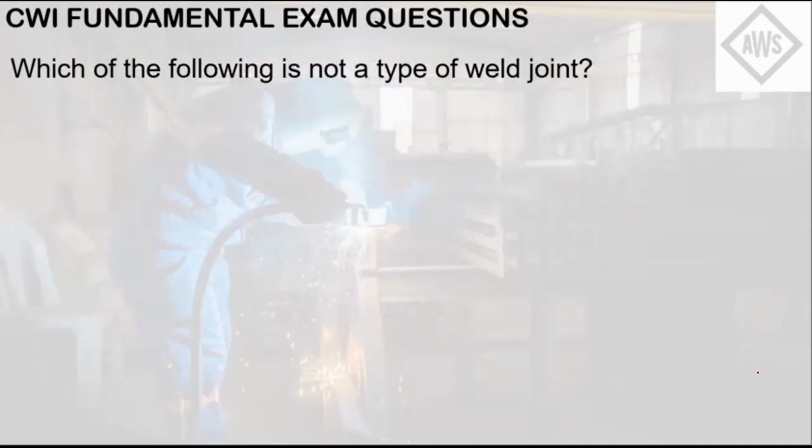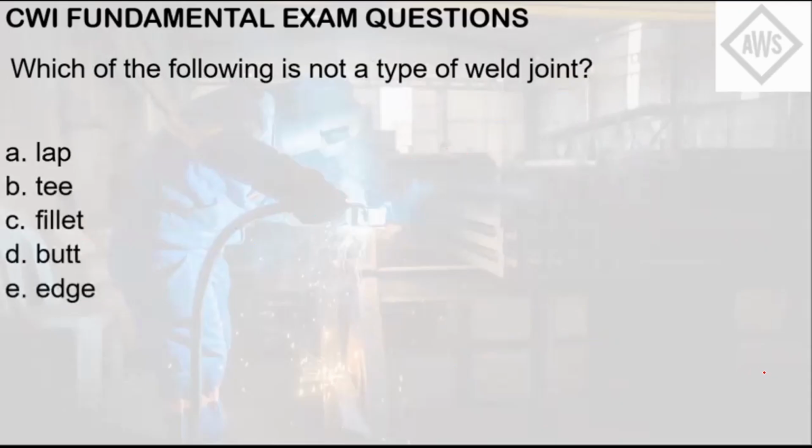Which of the following is not a type of weld joint? Letter A, lap, letter B, T, letter C, fillet, letter D, butt, letter E, edge. So though commonly coined as fillet welds, it's not a type of joint. So the five common types of joints are lap, T, corner, which is not in these choices, butt, and edge. So the answer here is letter C.